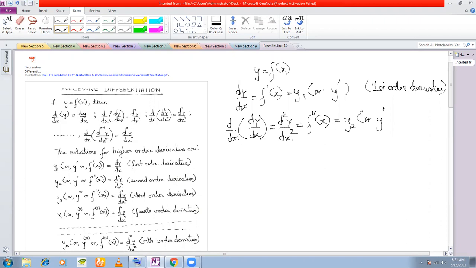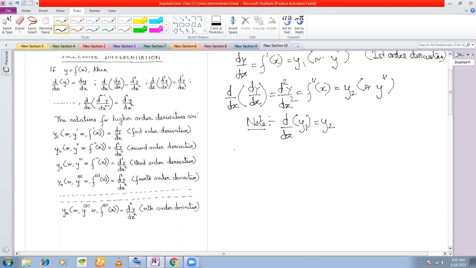And this d/dx of dy/dx is also written as f double dash x, also written as y2 or y double dashed. So remember this, that when we are differentiating y1, that is d/dx of dy/dx, we get y2. We'll be using this in the problems.